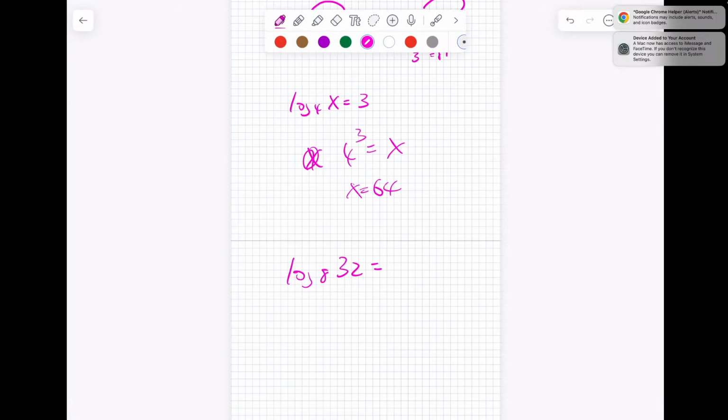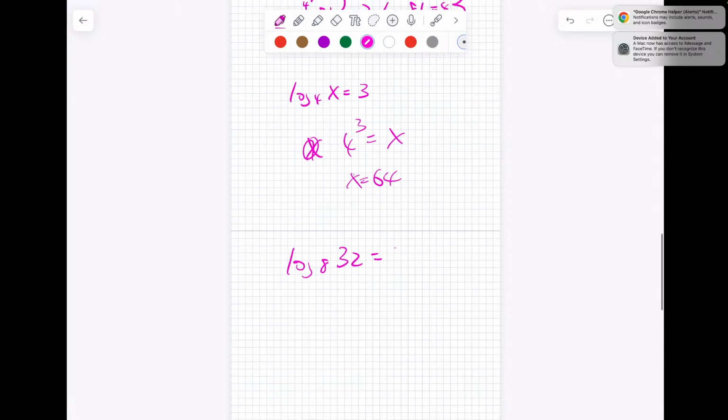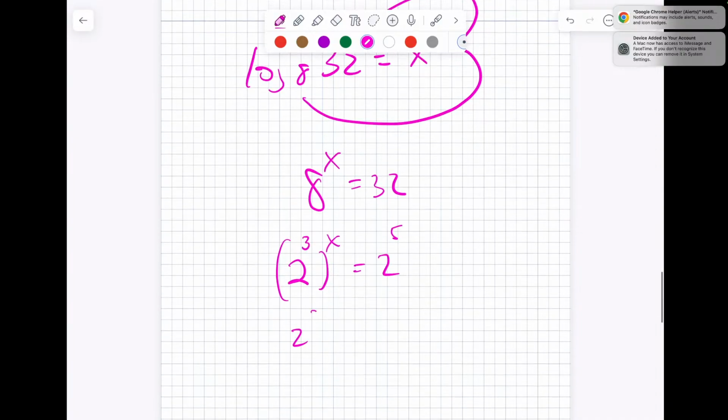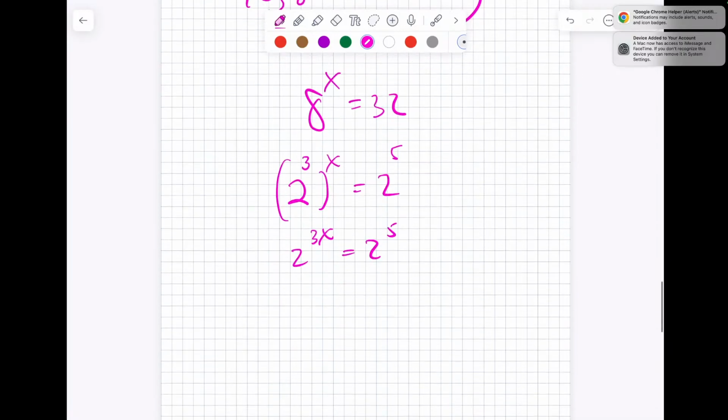The reason being is we don't know what this value is, so we're going to call this x, right? So we can use this method: 8 to the x equals 32. Now we can use something we learned in the past, called the common base equation. They all have a common base of 2. So 2 to the third power to the x is equal to 2 to the 5. That means 2 to the 3x equals 2 to the 5. Is that okay? And then 3x is equal to what? 5. So x equals 5 over 3.